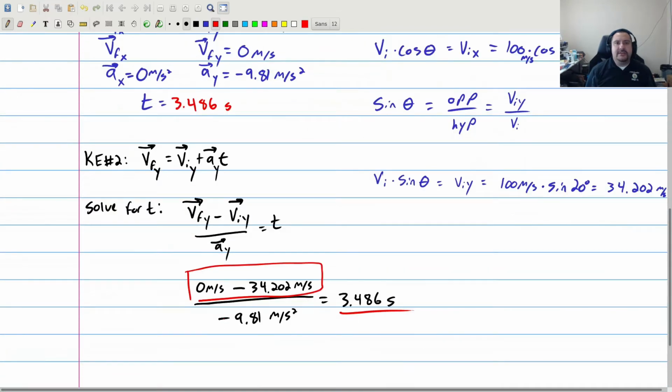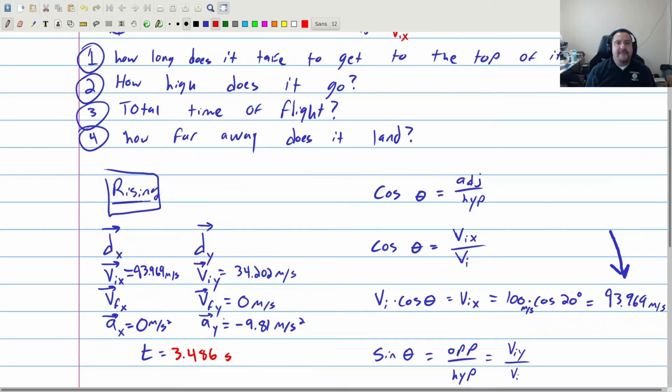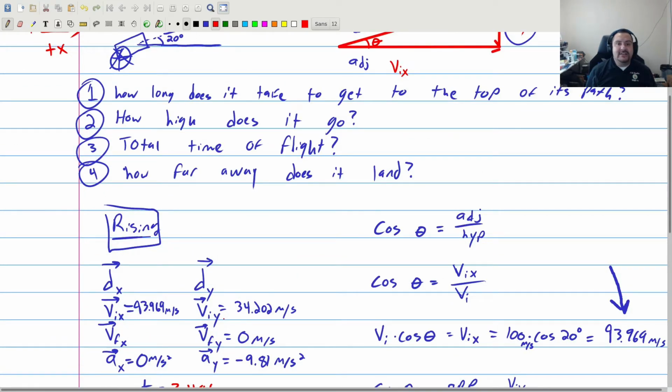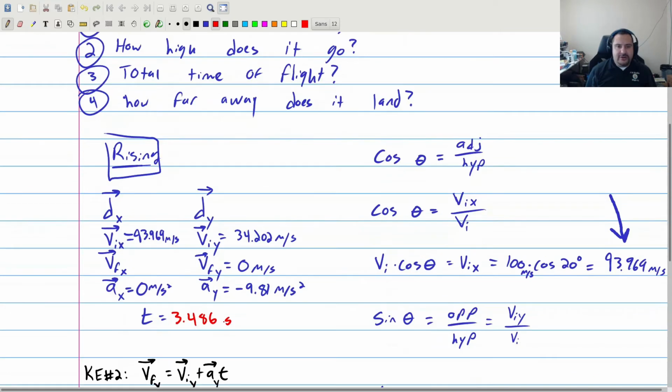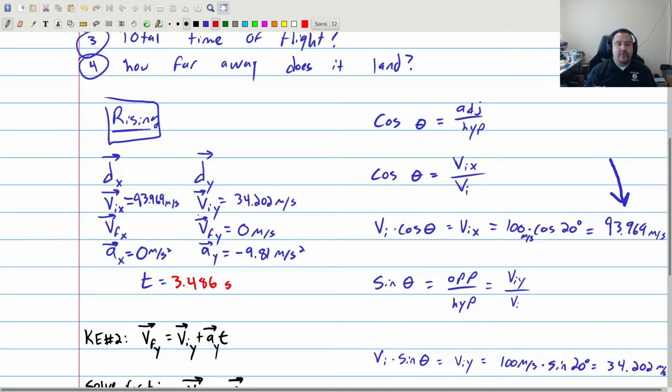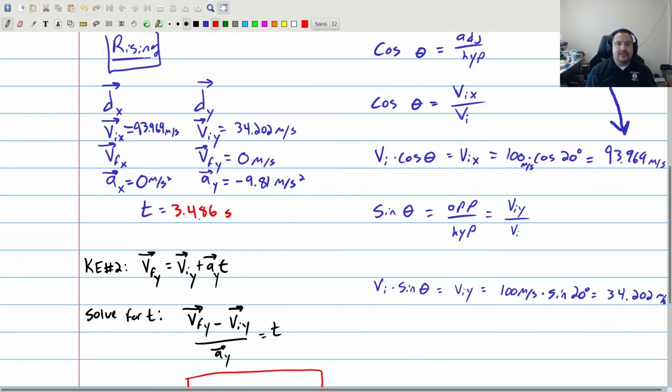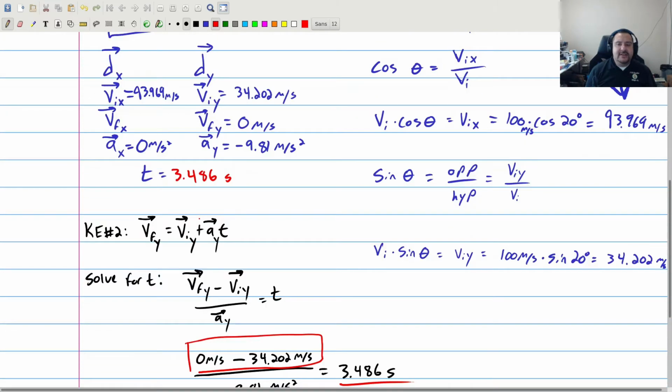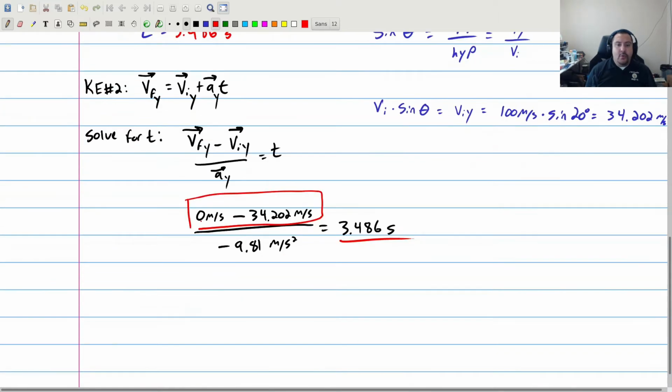Now that we know this, we can plug this in and find number 2. How high does this projectile go? Well, in number 2, that's going to be distance in the y direction as it's rising, so distance y for the entire rising time. I need to find distance. There are 2 possible equations you can use: either kinematic equation number 3 or kinematic equation number 4. Either one will work. In this case, I think it's a little bit easier to use kinematic equation number 3 because we don't have to solve for d.